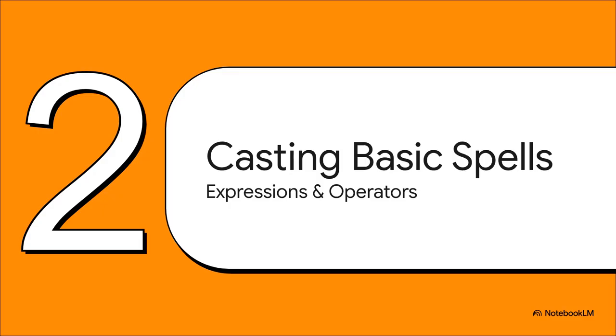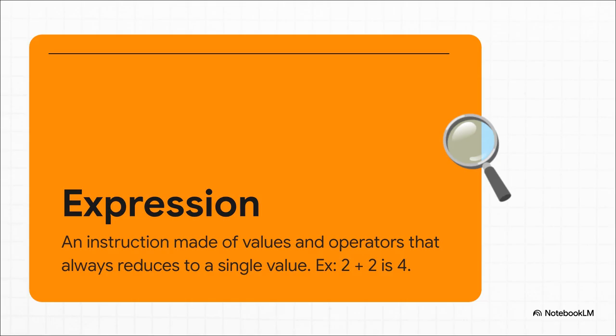All right, so you've got your wand, the interactive shell. Now you need the words of power. In Python, the most basic spells are called expressions, and they're all made of two key things, values and operators. So what is an expression? Well, at its core, it's just any instruction that Python can boil down to one single value.